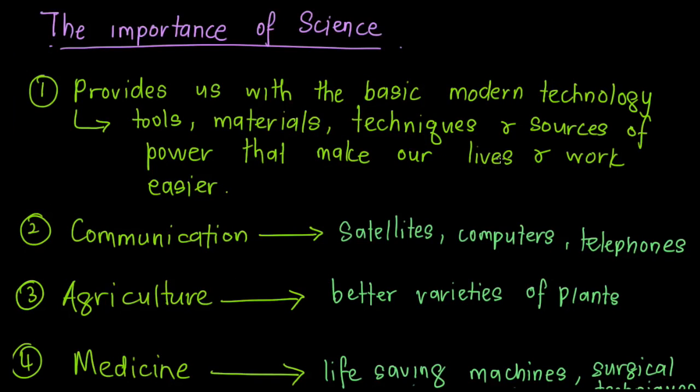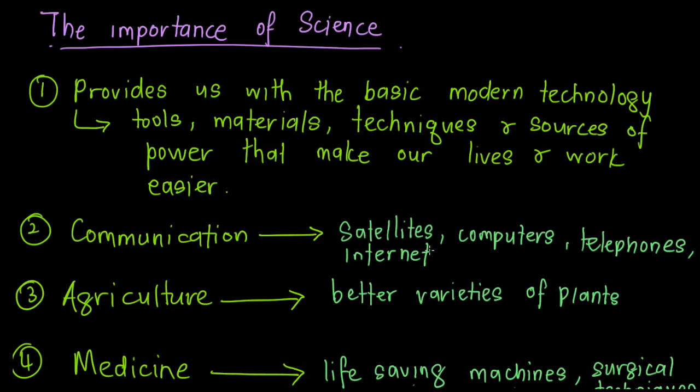The importance of science. Science has provided us with the basic modern technology, such as tools, materials, techniques, and sources of power that make our lives and work a lot easier. Now, in terms of communication, we have things such as satellites, computers, telephones, and very importantly, the internet, which has made communication a lot easier, and it has brought distances closer together between human beings.